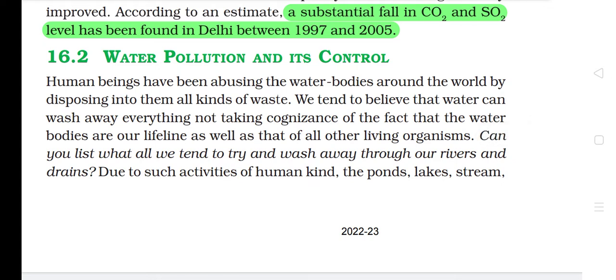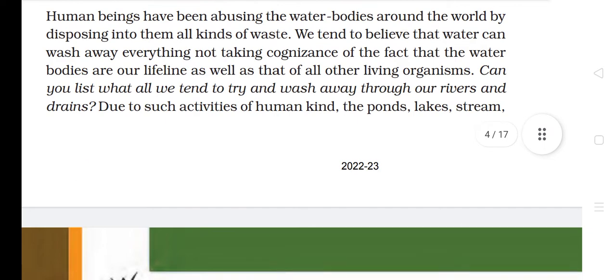Human beings have been abusing the water bodies around the world by disposing into them all kinds of waste. We tend to believe that water can wash away everything, not taking cognizance of the fact that the water bodies are our lifeline as well as that of all other living organisms. Can you list what all we tend to try and wash away through our rivers and drains?